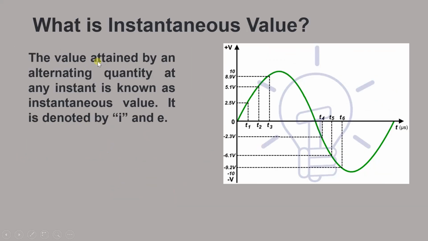The next is instantaneous value. The value attained by an alternating quantity at any instant is known as the instantaneous value. It is denoted by small i or small e. As shown in this figure, at different values of time, at T1 we have a different voltage, at T2 we have 5.1 volt, at T3 we have 8.9 volt. So these values at T1, T2 and T3 are the instantaneous values.